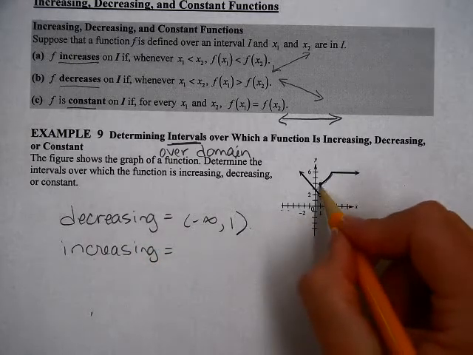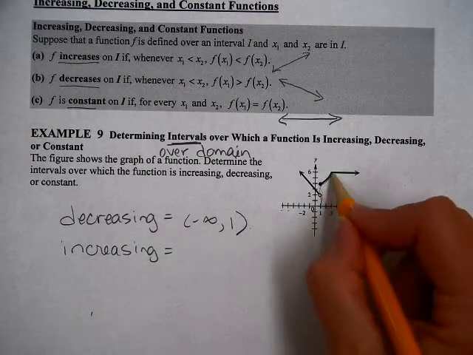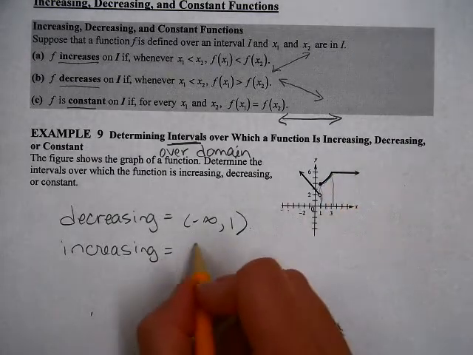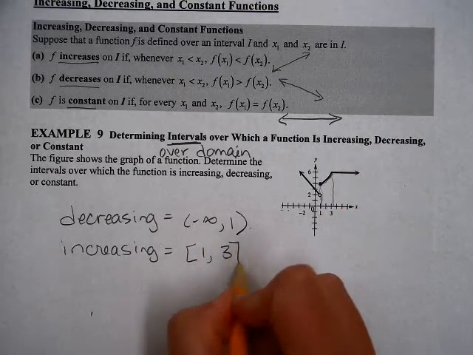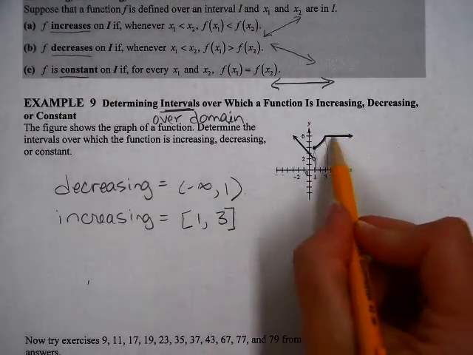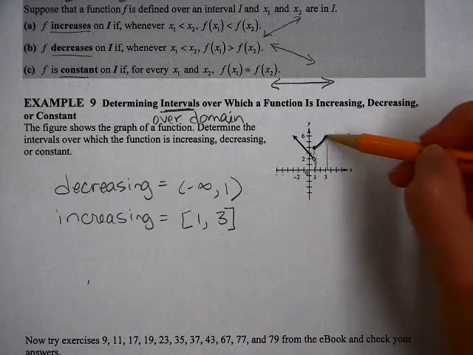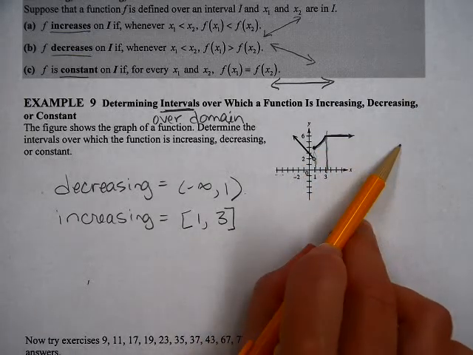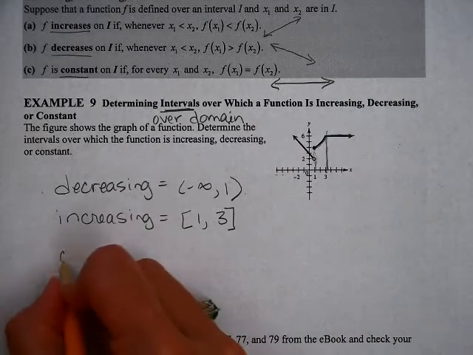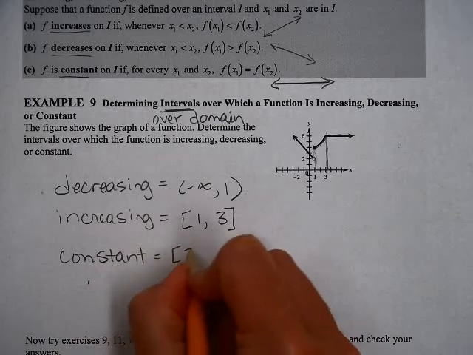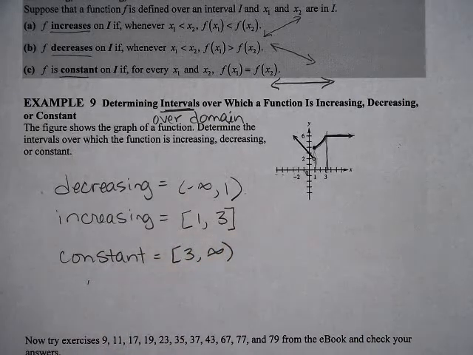Okay? This next little piece is going up from left to right, so that is increasing. It's increasing from the x value of 1 to the x value of 3. Both closed circles, so brackets from 1 to 3. This next piece is a horizontal line, so that's constant. Again, it starts at x equal 3 and goes to x equal infinity. So it's constant from 3 to positive infinity.